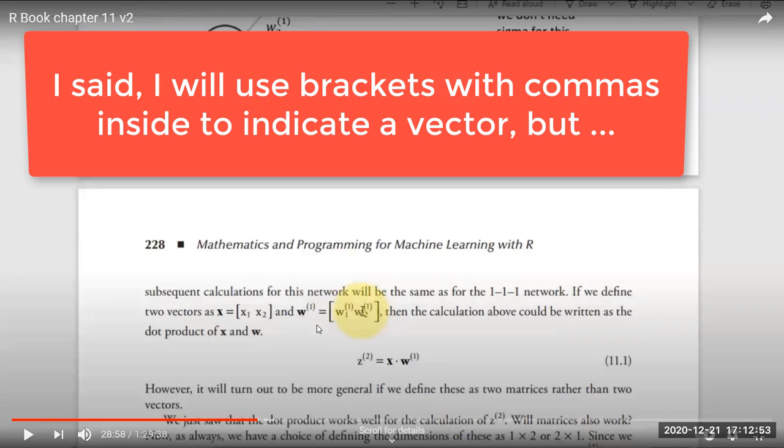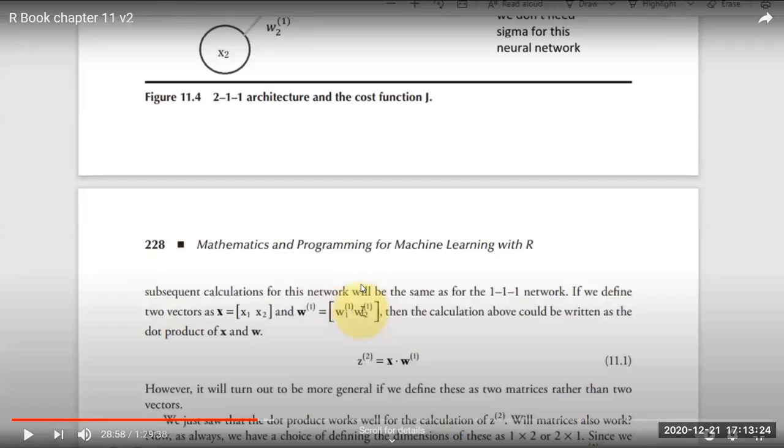For vectors, I'm going to do what? Bracket and comma. Yeah, commas. I said I was going to put commas in there for vectors, right? To distinguish between a vector and a matrix. But right here, I didn't do that.